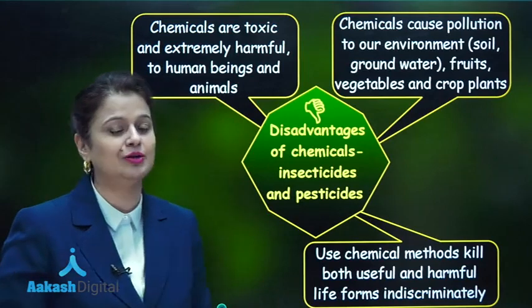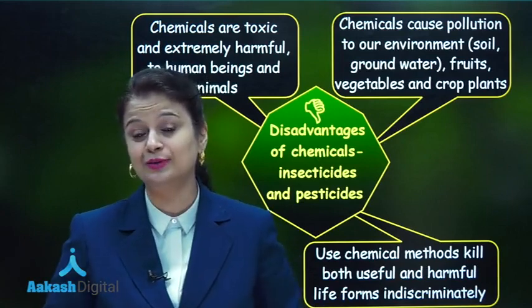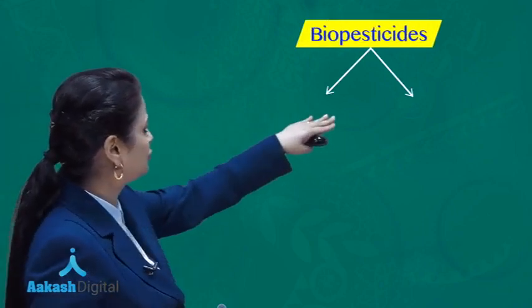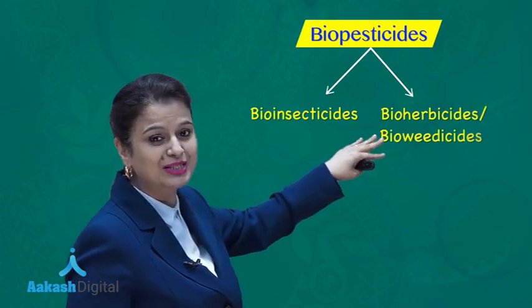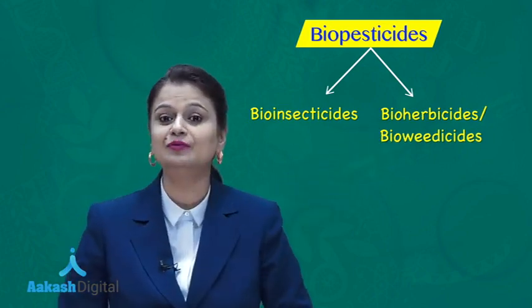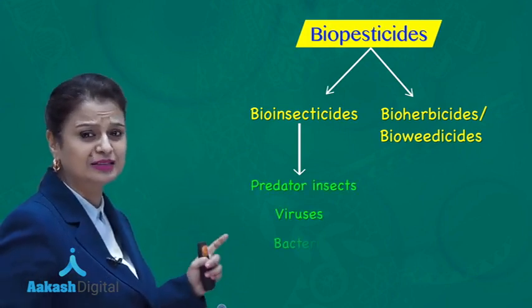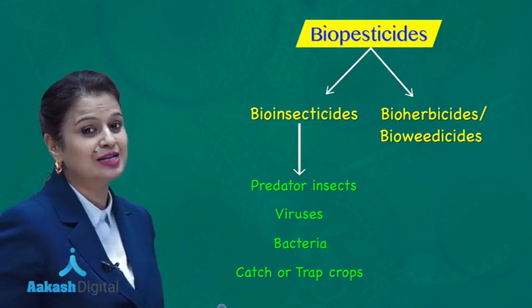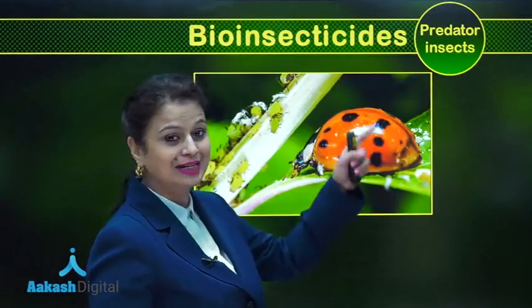So in this part of the lecture, I will be talking about biocontrol methods for controlling insects as well as for controlling weeds. So here I will be talking about biopesticides. Biopesticides are divided into two categories basically: bioinsecticides for controlling insects and bioherbicides, bioweedicides for controlling weeds. Under this category, I will be using predator insects, viruses, bacteria, even catch trap crops for controlling insects. So let's begin with the first category, that is bioinsecticide, where I will be talking about predator insects.